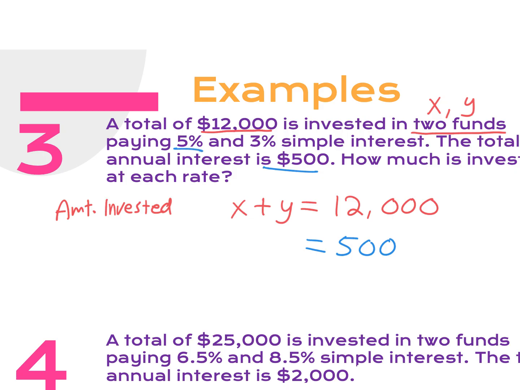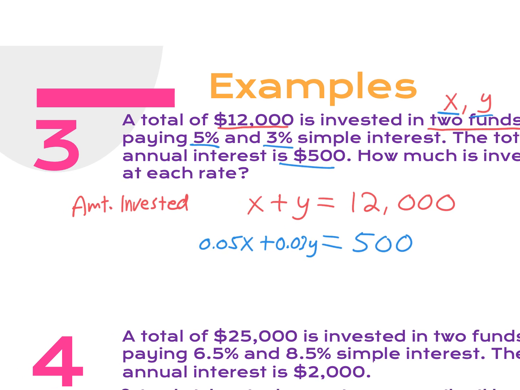But we also have that 5% and 3% represent the simple interest in the 2 funds. Anytime you have a percent, you're always going to write it as a decimal. So what's 5% as a decimal? 0.05. So I'm going to say 0.05 times one of my 2 funds, X, is the amount of interest in that fund. And then the other one, 3%, I'm going to write as 0.03 times y, right? Y is the second fund.